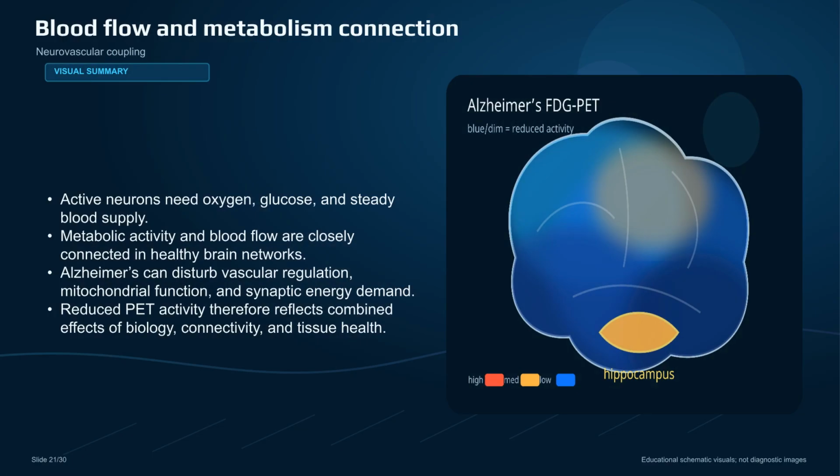Neurovascular coupling links active neurons to necessary blood supply, oxygen, and glucose. Alzheimer's can disturb this regulation, meaning reduced PET activity reflects combined damage to biology, connectivity, and tissue health.